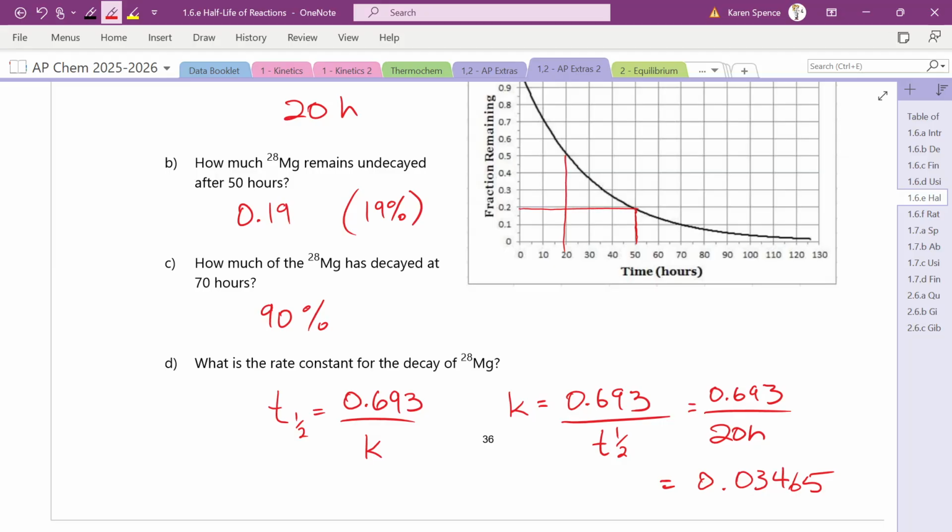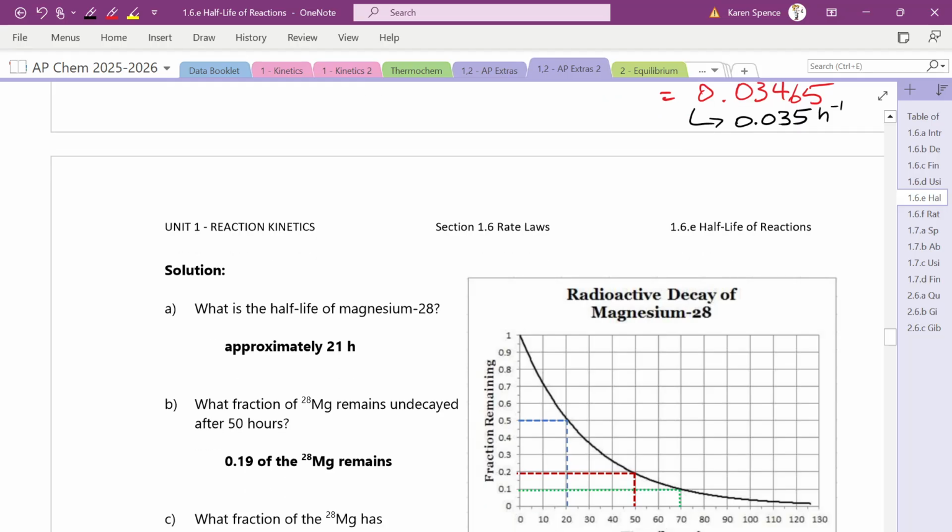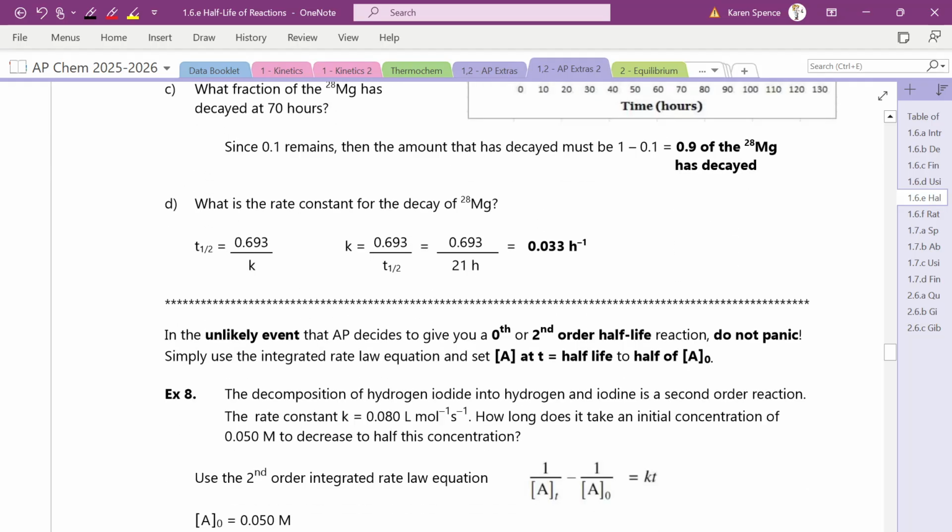Oh, okay, hang on. 0.693 divided by 20. No? Okay. So we're good with the number. Is there anything wrong with it though? Sig figs. Okay, so let's assume that that's 20 hours. And so that's going to be 0.035. And we need hours to the -1. There we go. Perfect.